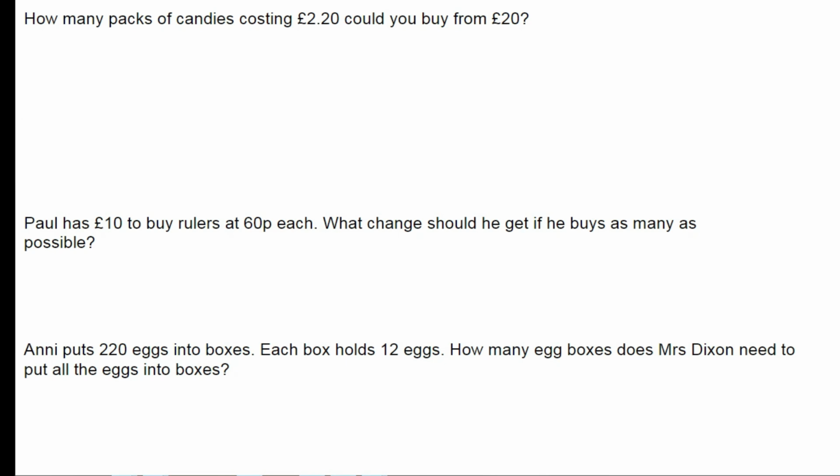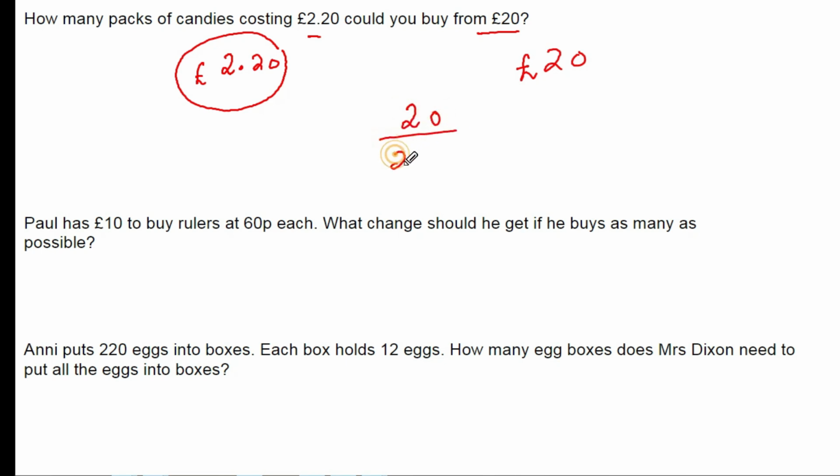Okay guys, so until now we have done very easy ones, but now we have to move a little bit tricky, or you can say a little bit difficult, right? So look here, how many packs of candies costing 2.20 pounds. Okay, it means that each pack is costing 2.20 pounds. He's asking how many could you buy from 20 pounds? How much do you have? 20 pounds. So how many boxes can you buy, right? One box costing 2.20 pounds. Okay, what we need to do again, we need to divide 20 by 2.20.